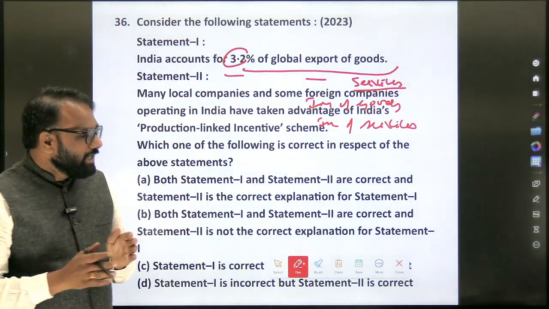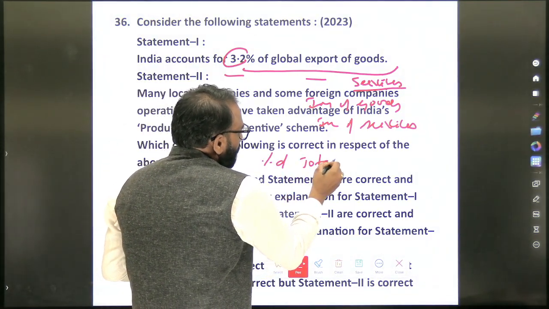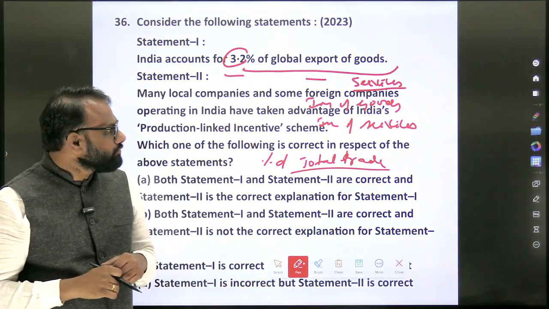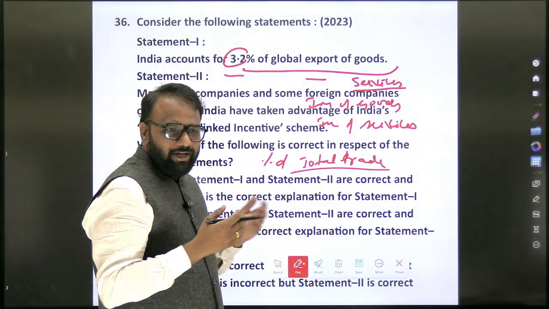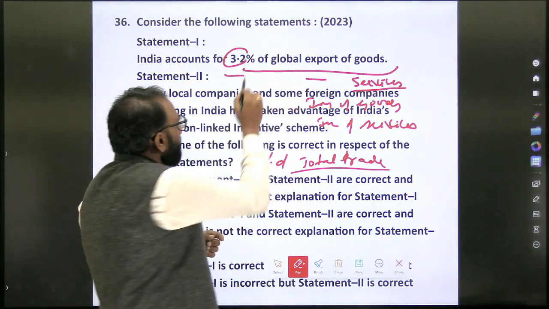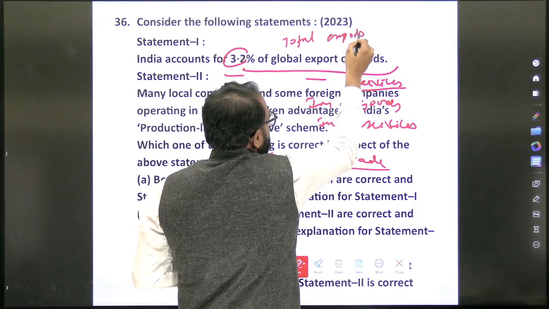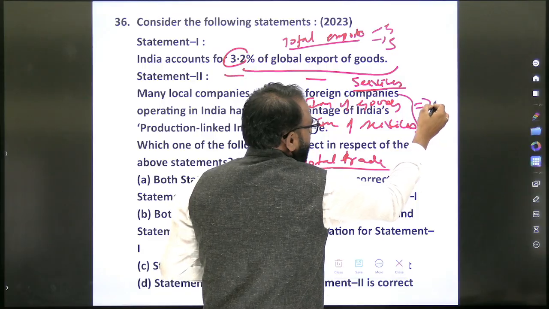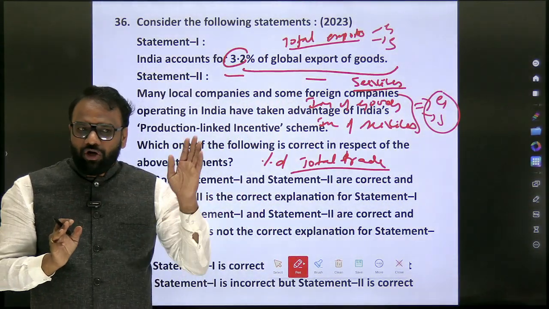Next, also note India's share, in percentage, in total world trade. You will club total exports, goods plus services exports. Here they only focused on the percentage of global export of goods, so also note the percentage of total exports, which includes both goods as well as services. Similarly, import share, total goods and services. So around 7 to 8 different figures you will get, and all of them you will memorize.